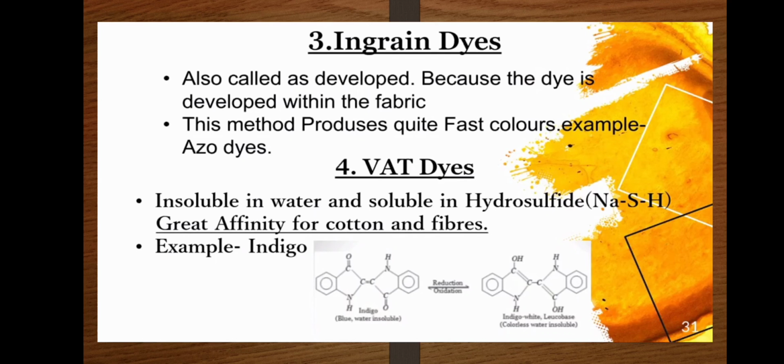Third one is ingrain dyes, also called developed dyes, because the dye is developed within the fabric. This method produces quite fast color complex. Example is azo dye. Vat dyes are insoluble in water and soluble in hydrosulfite. Great affinity for cotton and fibers. Example is indigoid.